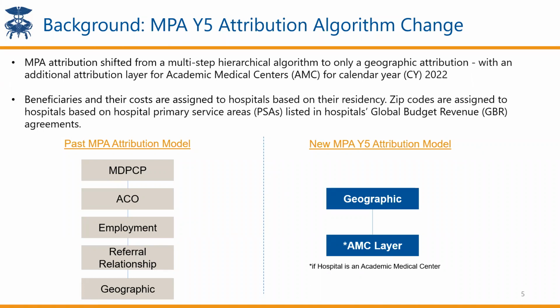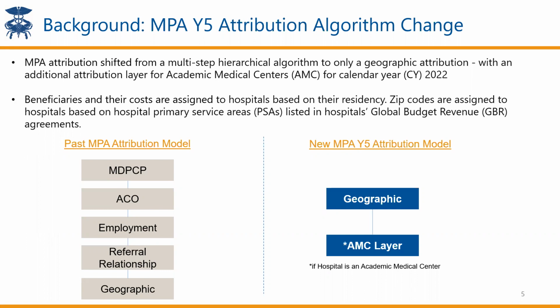So under this new model, beneficiaries and their costs are assigned to the hospital based on residency of the beneficiary. Zip codes are assigned to hospitals based on the hospital primary service area, or PSA, listed under the hospital's global budget revenue, GBR, agreements.